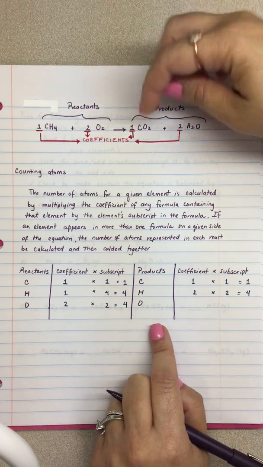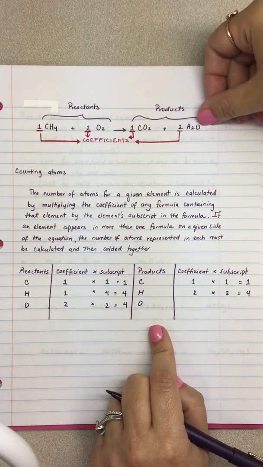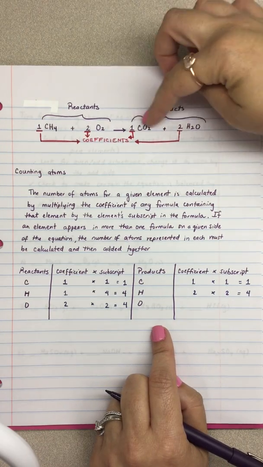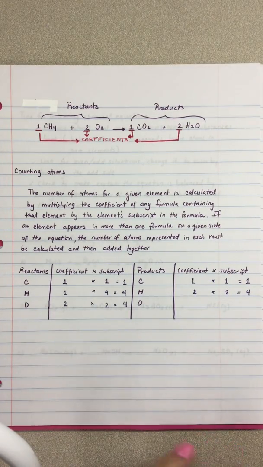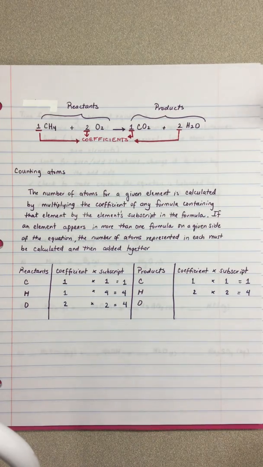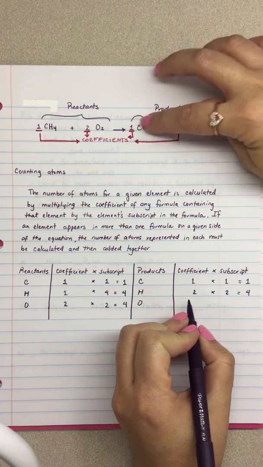Now for oxygen, you have oxygen in CO2 and you have oxygen also in your water molecule. So you have oxygen in both products. Okay? So you're still going to do the same thing, coefficient times subscript for both of them, and then you're going to add them because you need the total number of that specific atom. Okay? So I'm going to do the CO2 first.